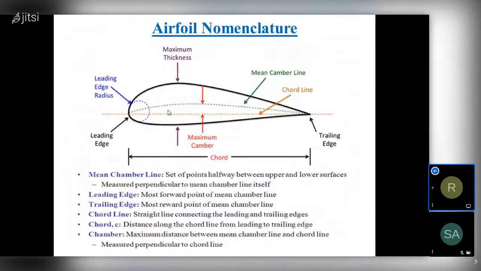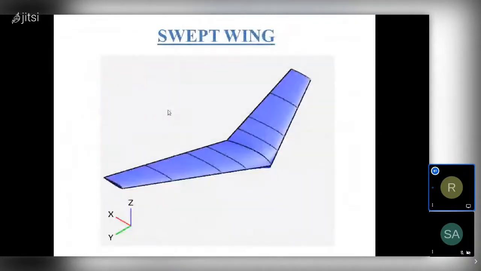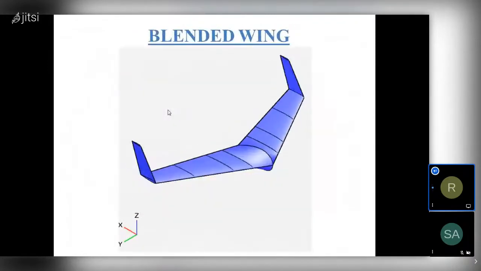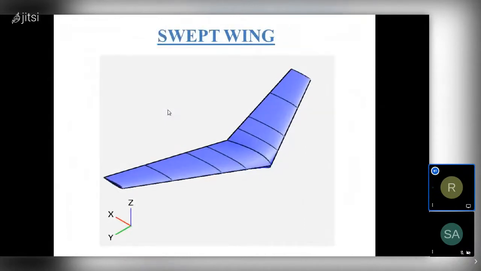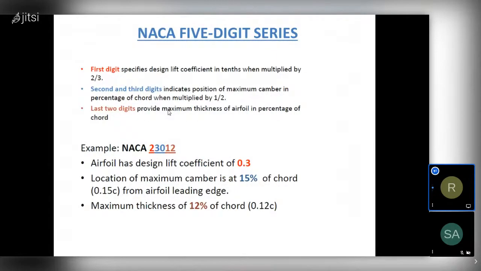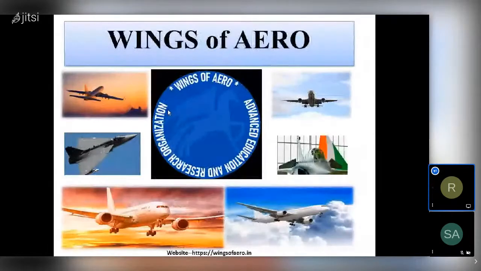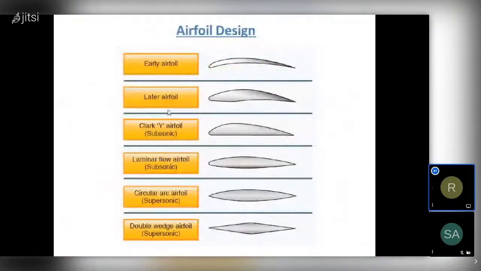By using these slides and all, by using these concepts, now we will design our wing, like a swept wing or blended wing, and other wings, like different wings we have seen so far in our theoretical class. Those kinds of wings will be designed by placing or adding these kinds of aerofoils.